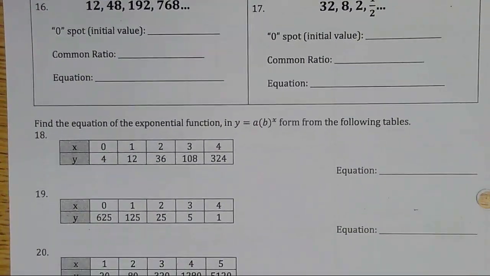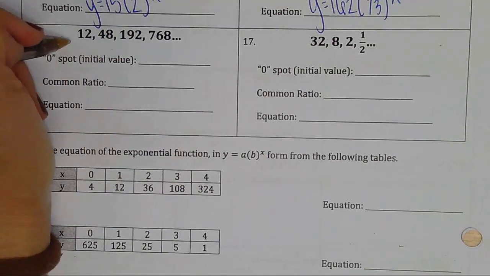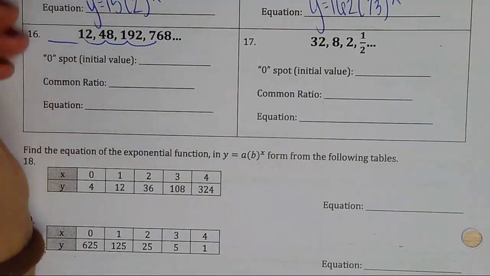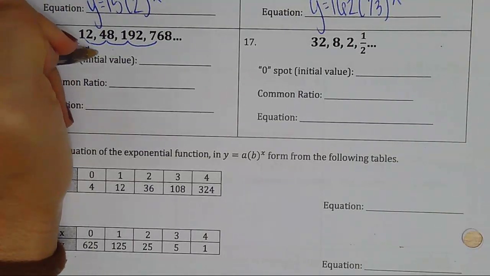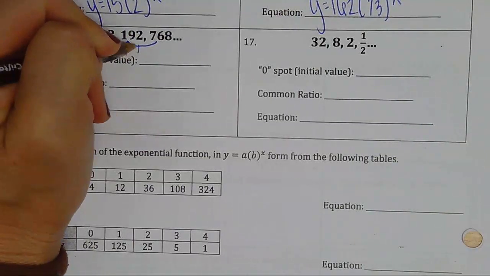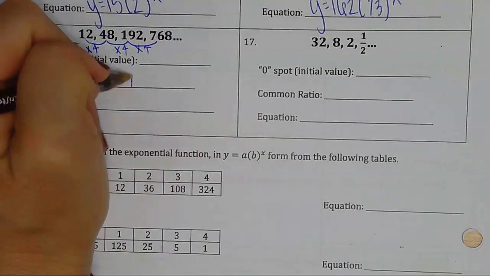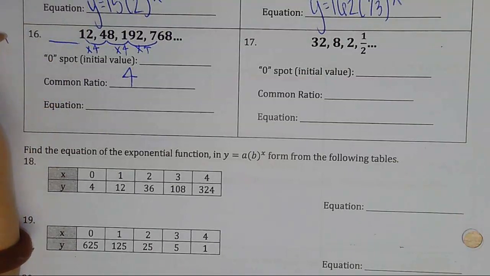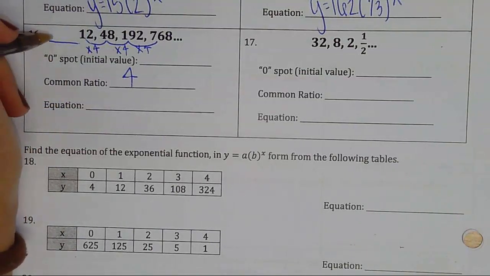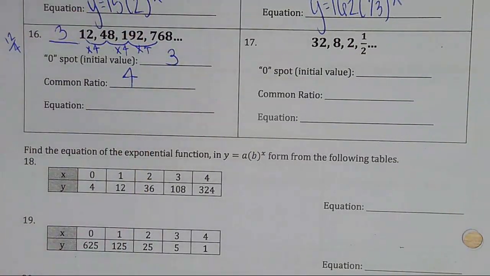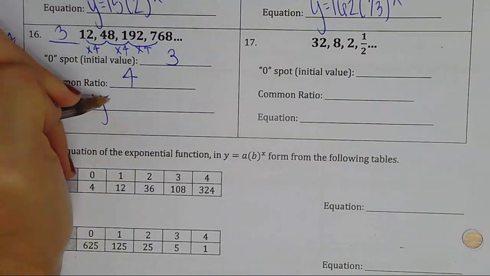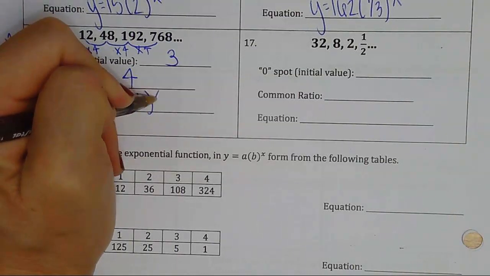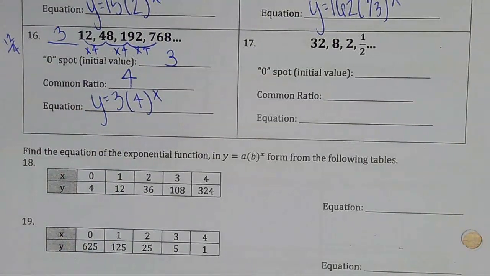All right, same thing down here. We're going to look and see what's happening each time. Oh, it's getting bigger and bigger. So I can see that this is being multiplied by 4 each time. So my common ratio is 4. My 0 spot, I'm going to divide 12 by 4. I'm going to work backwards. I'm going to get 3. So I know that my equation is y equals my initial value, 3, times 4 to the x.